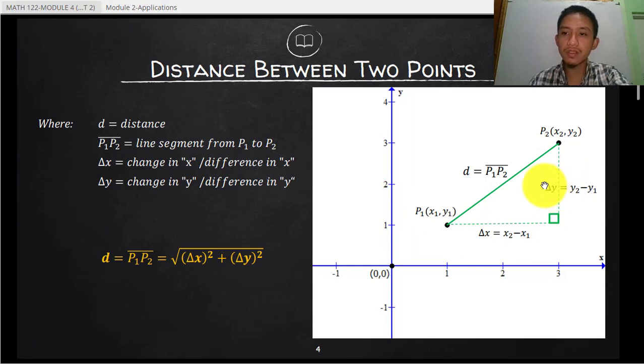This is important also. You need to know this one because you will soon use this in your calculus subject. What is the meaning of delta? That is the change or the difference of whatever variable it is paired with. So delta y is just the change or the difference of the y coordinates of your higher point and then lower point. So y2 minus y1. So that is the length of this leg of the right triangle.